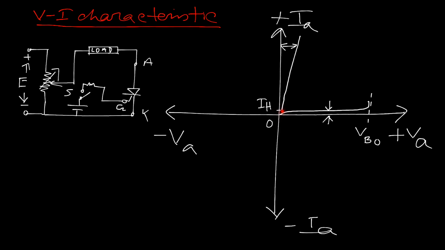That is why this is called holding current. Suppose we have applied a huge biasing voltage and the device starts conducting at a particular point, which is defined by the current IBO, due to the presence of voltage VBO. This is the current.